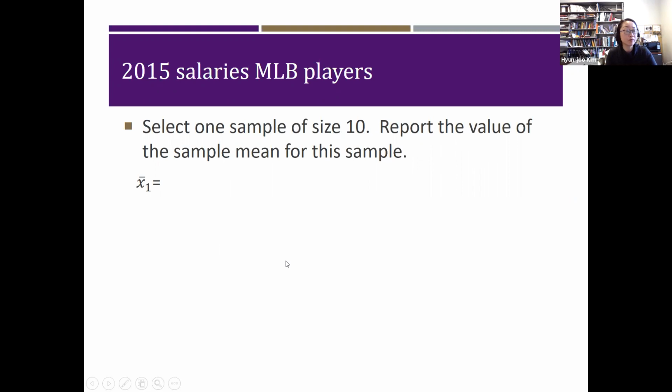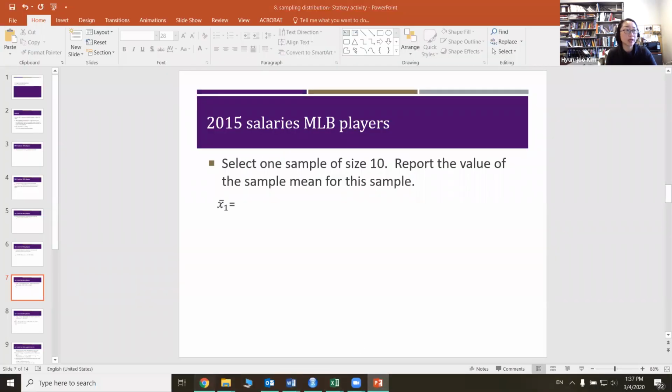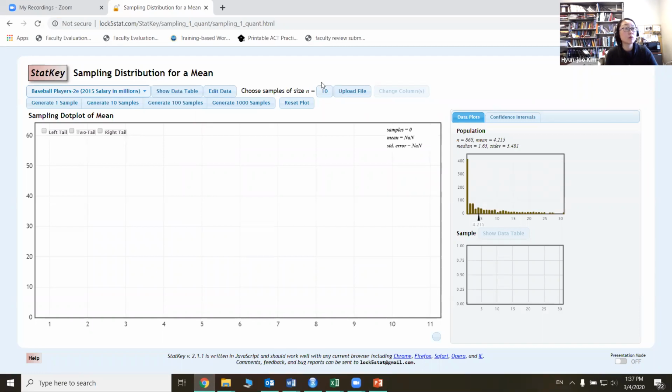To do so, going back to StatKey, one of the things you can see here is the sample size, which is the size of the sample that we want to take. The default is n equals 10, which is what we're doing right now. So we don't need to change it now, but later on we probably have to change it depending on what sample size we want to play with. Here, one of the options is called generate one sample. So we're going to generate one sample first. You're going to click that button.